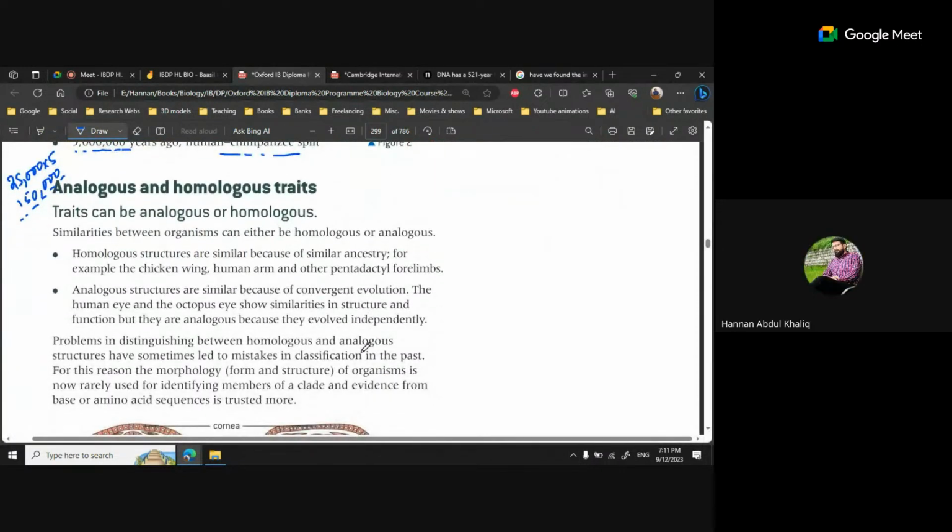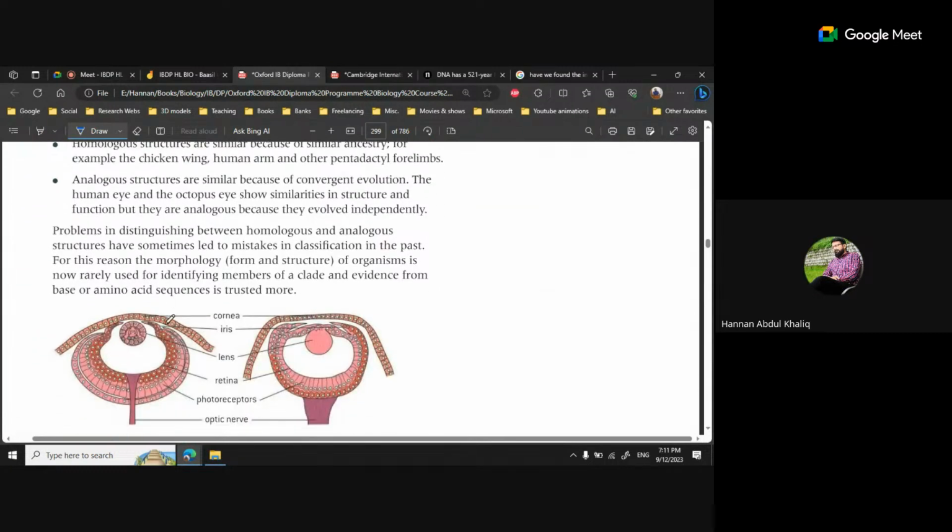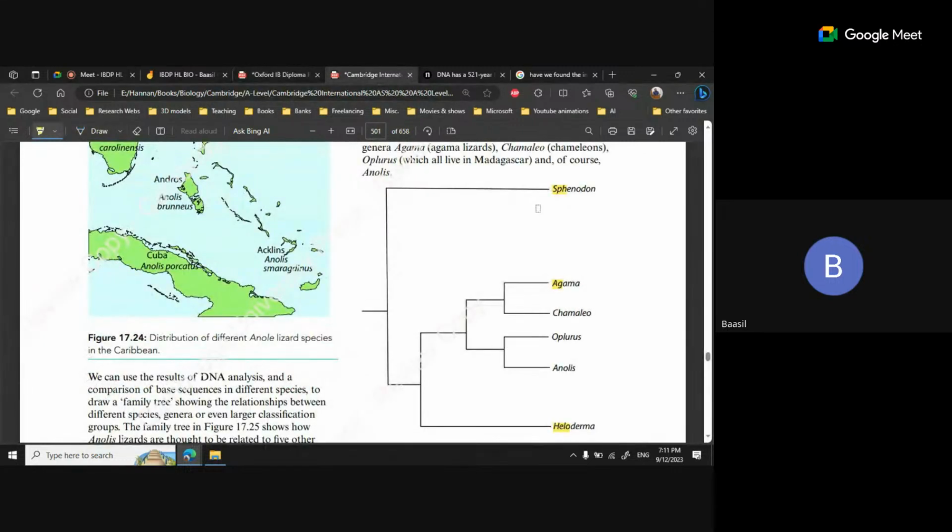Then analogous and homologous traits, we have talked about this much already. In the case of the lizard, where there's such a big difference, that is an example of punctuated equilibrium, right? Because according to evolution, there should be some intermediate between the Sphenodon and Agama, right? Exactly.